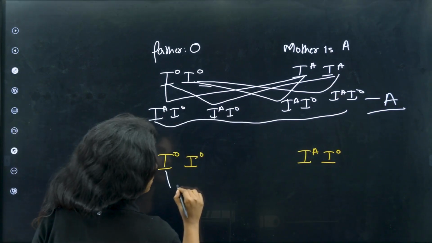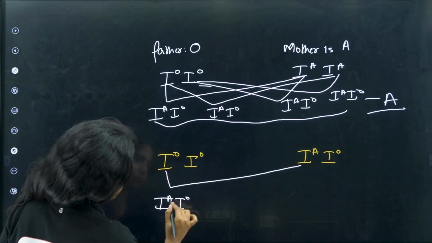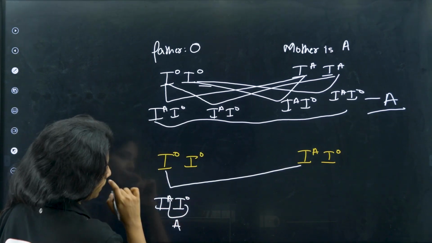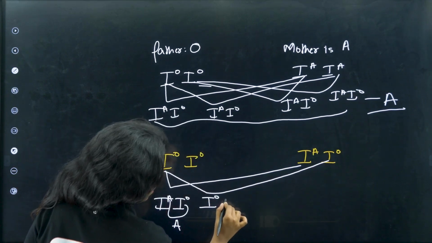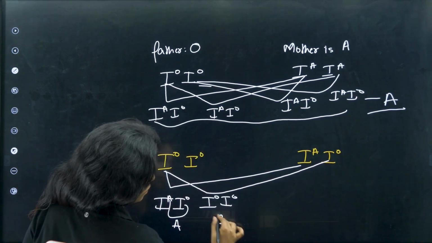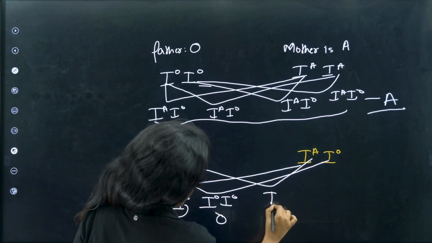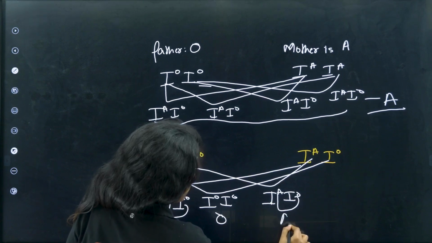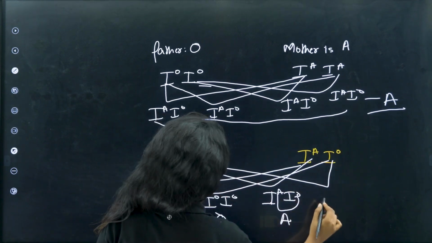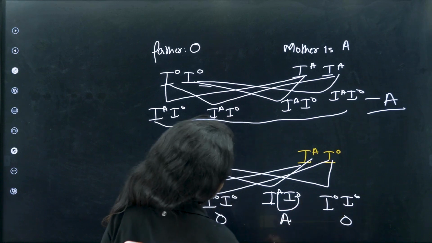But over here, this and this fuses, IA, IO. A is dominant, so you get A. If this and this fuses, you get IO, IO. So it will be O blood group. If this and this fuses, again IA, IO, that means A blood group. If this and this fuses, you get IO, IO, that is O blood group.